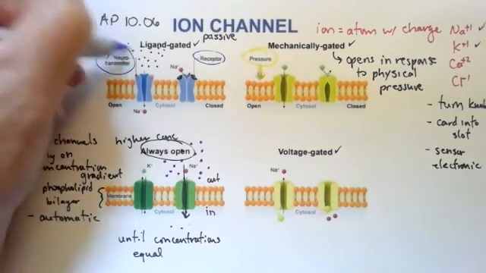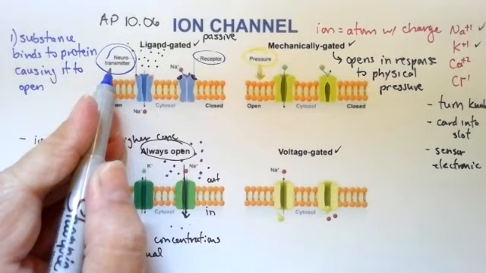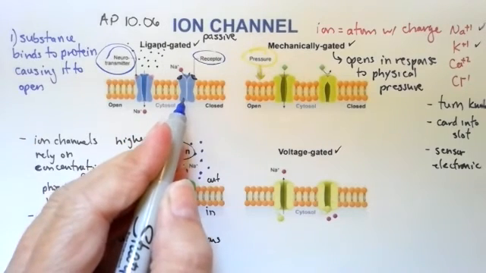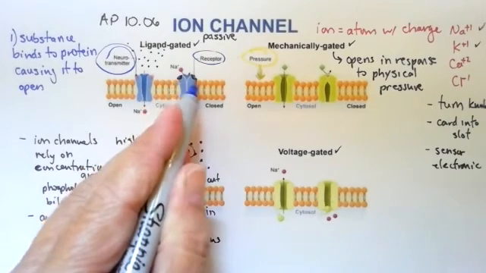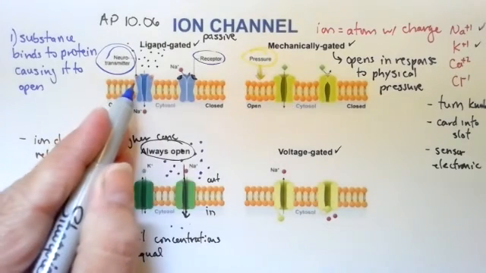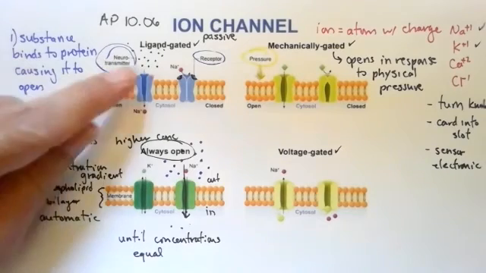And you'll notice here, they talk about that substance being a neurotransmitter. And we've seen this before. We talked a little bit about this. So we've got a closed membrane protein. All of a sudden, acetylcholine binds to the membrane protein and it causes it to open. And then once it's open, we get passive transport through.